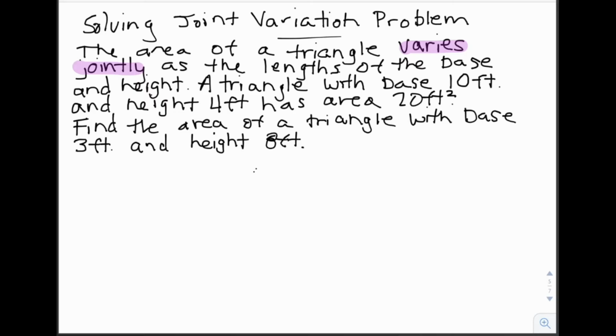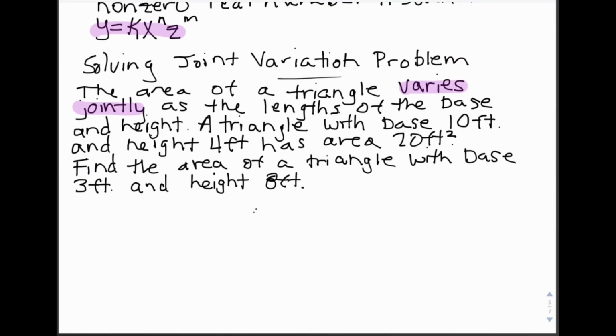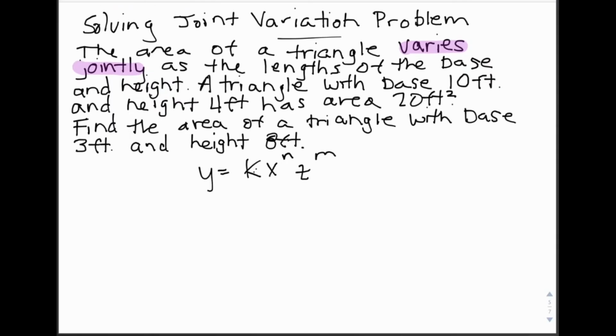First thing that we know is we're dealing with a joint variation problem. So in that case, we know that our formula is going to look something along the lines of y is equal to kx raised to the n and then z raised to the m. So let's go ahead and write step number 1 for this one.